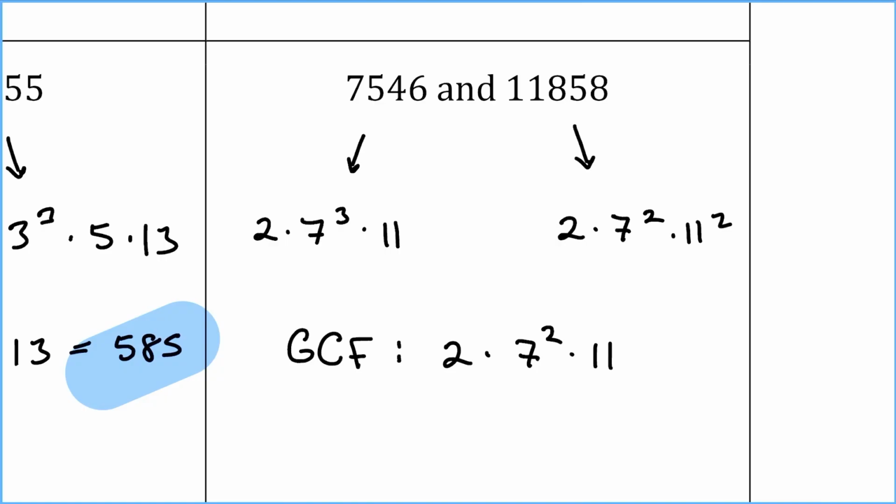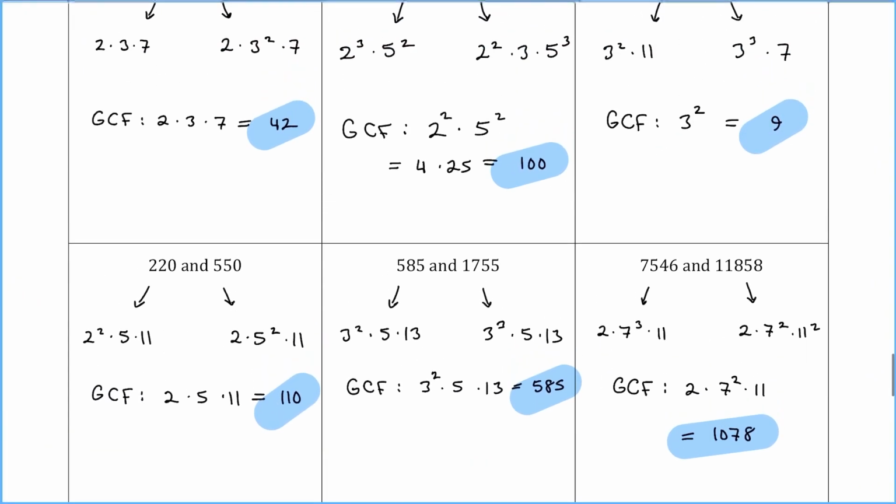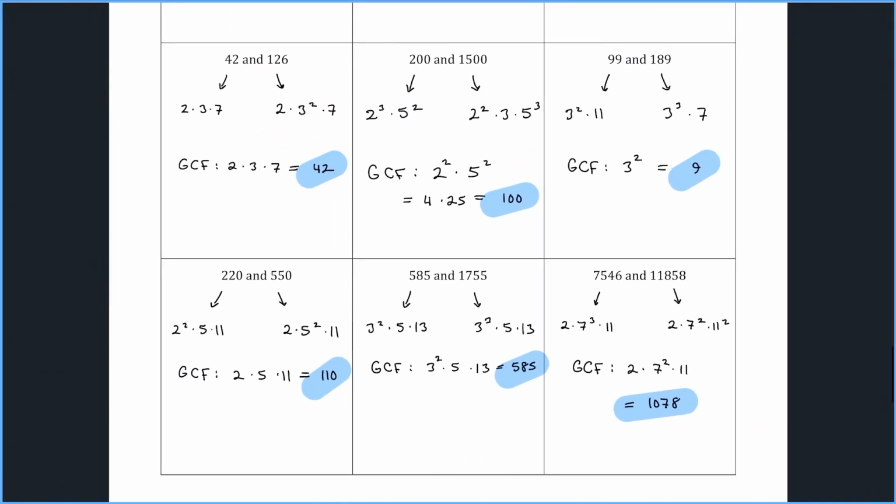And so here we go. We have 2 times 7 squared times 11. And that gives us 1,078. 1,078 is the largest number that divides both of these numbers. And that right there is how you find the GCF using the prime factorization. So prime factorization is useful in computing these. Good, good. All right.